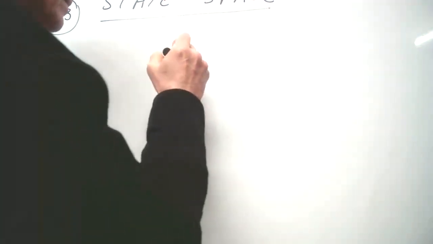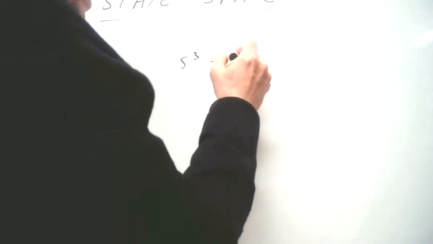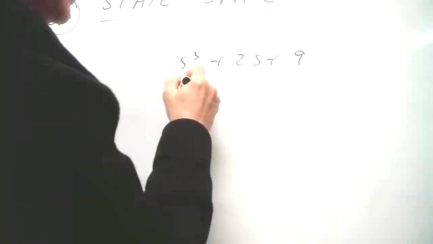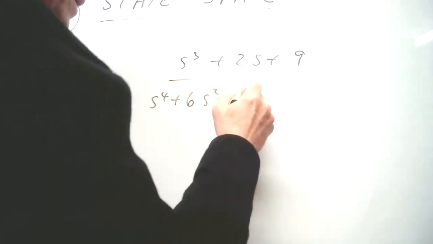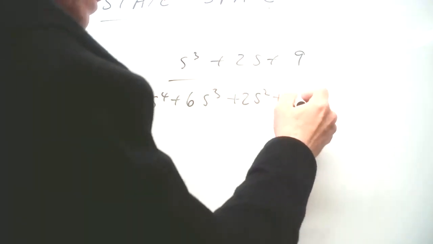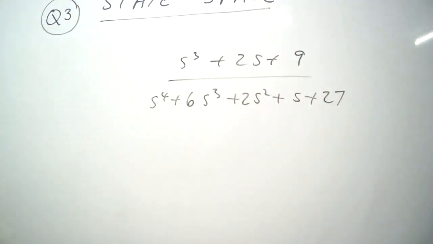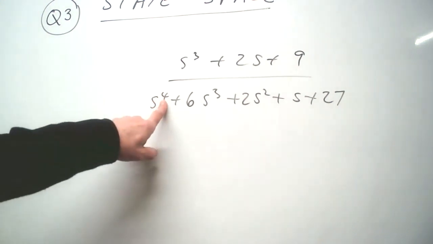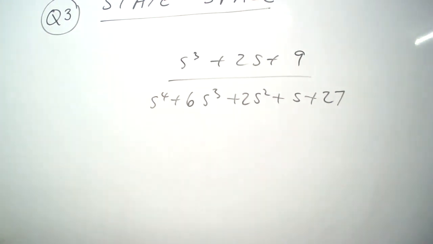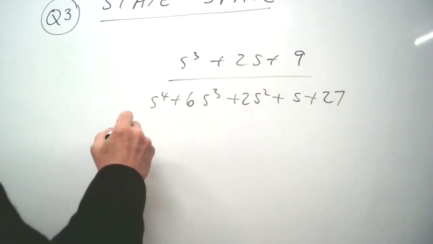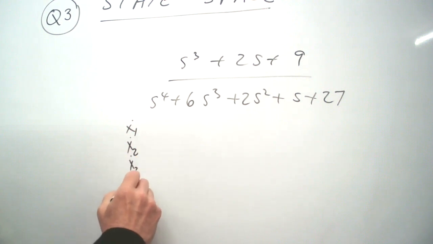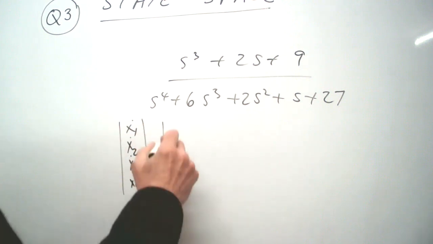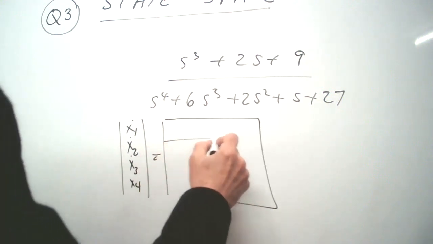So we're now going to say s cubed plus 2s plus 9 over s to the 4th, 6s cubed, 2s squared plus s plus 27. So here's another one now. And this time it's got a 4 there, because it's 4 states. So hopefully it will fit in here. So I get x1 dot, x2 dot, x3 dot, x4 dot. And this time we'll have a 4 by 4 matrix here.